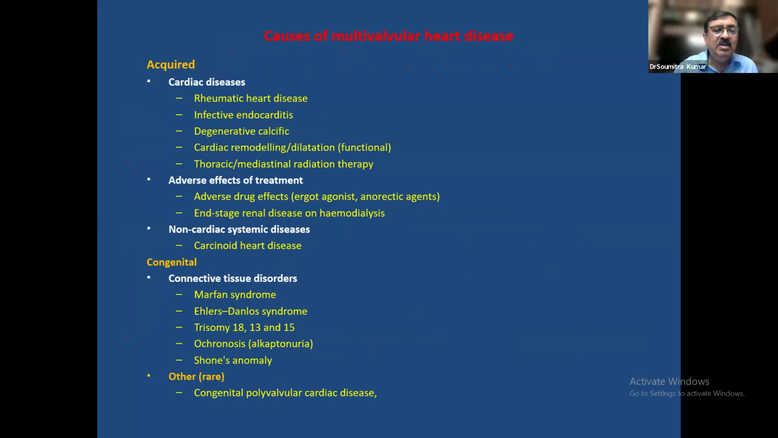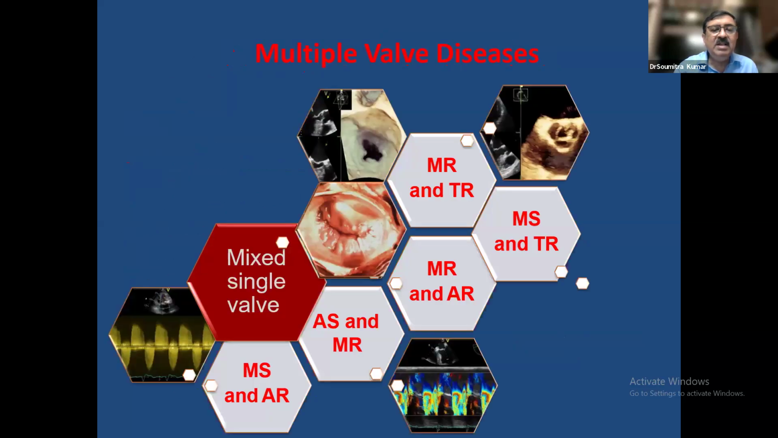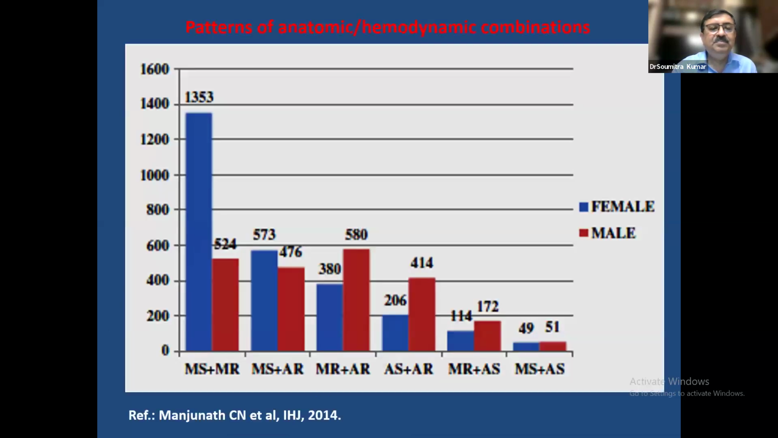Our focus today is on rheumatic combinations of valvular heart diseases. And these are the various causes, which I will not delve into in the interest of time. As I said, our interest today is only on rheumatic heart disease. And these are the various combinations. While talking of valvular combinations, we should not forget about the mixed single valve lesions like MS-MR, AS-AR. And of course, we can have MS-AR, AS-MR, MR-AR, MR-TR, MS-TR, and also MS-TS, which is not mentioned here.